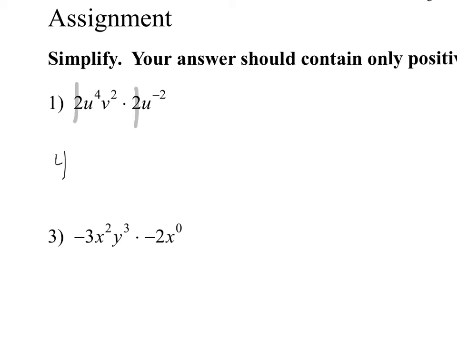Then we're going to go to our next visible base, which in this case is a u. We have the same base, so what we can do is use our multiplication exponent rules. Same base, we keep the base and we add the exponents. So we have u, we're going to come down here, then we're going to look at our exponents. 4 plus negative 2 gives me positive 2. Then I'm going to look at v. I have no other v's, so there's nothing to affect it. It's going to stay the same. Just bring it down.